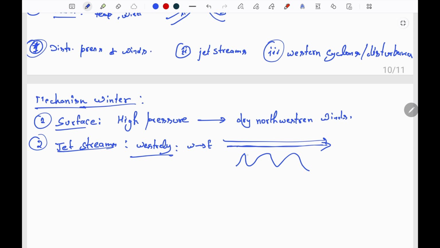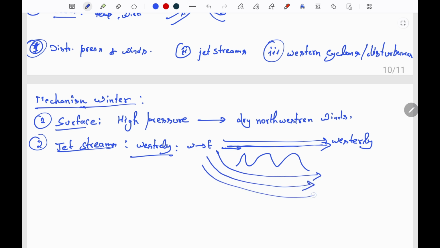Now the Tibetan highland and these Himalayas act as a barrier to these upper air circulations, that is westerly jet streams, and it is bifurcated into two. Its southern branch blows south of Himalayas in winter season. They also help in bringing the western cyclones to India that cause the rainfall.